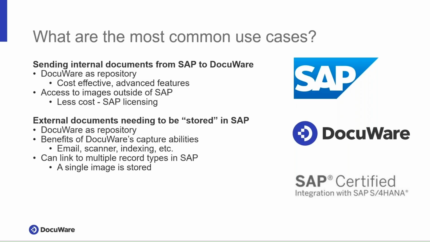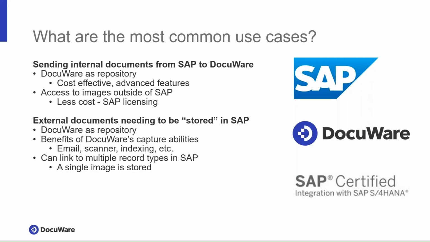The second category is where we bring documents into SAP, or they need to be stored in SAP. And once again, we're going to use DocuWare as the repository, and in this case, really leverage those capture capabilities. So whether we're pulling from an email like Matt showed, or a scanner, or a monitored folder, maybe even a mobile app for capturing, we want to bring those into DocuWare and have intelligent indexing go and pull as much data as we can off those documents to eliminate that manual data entry.